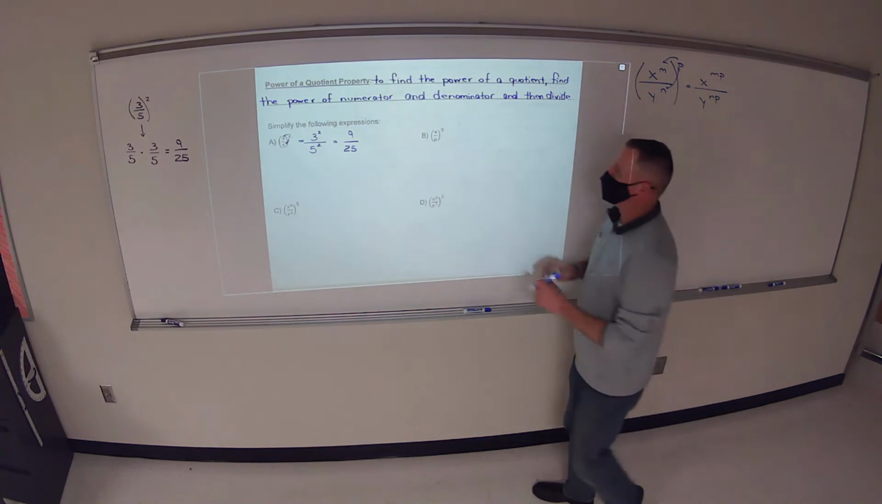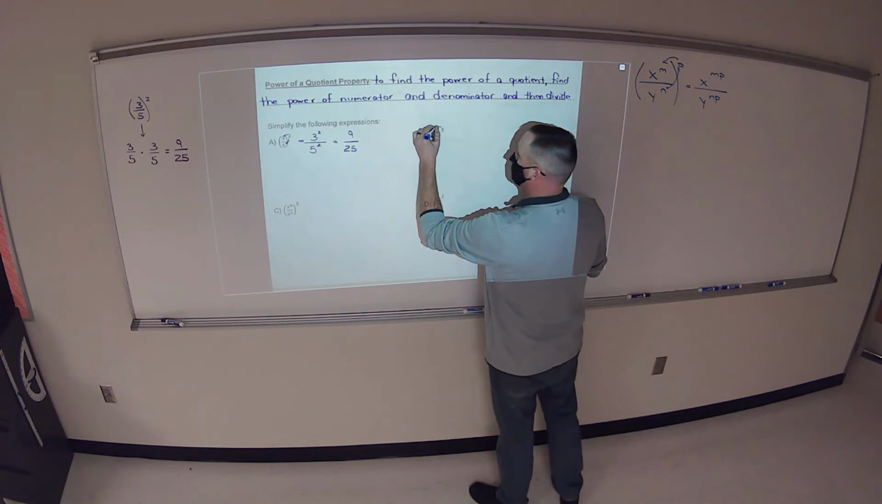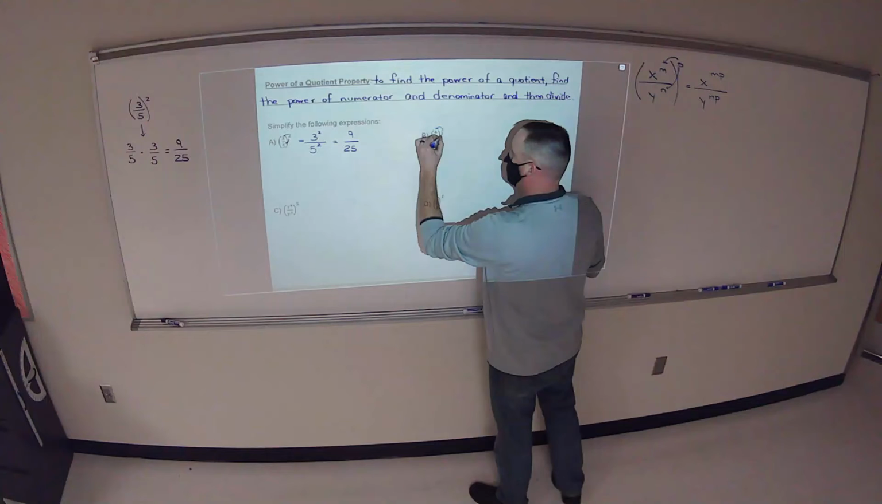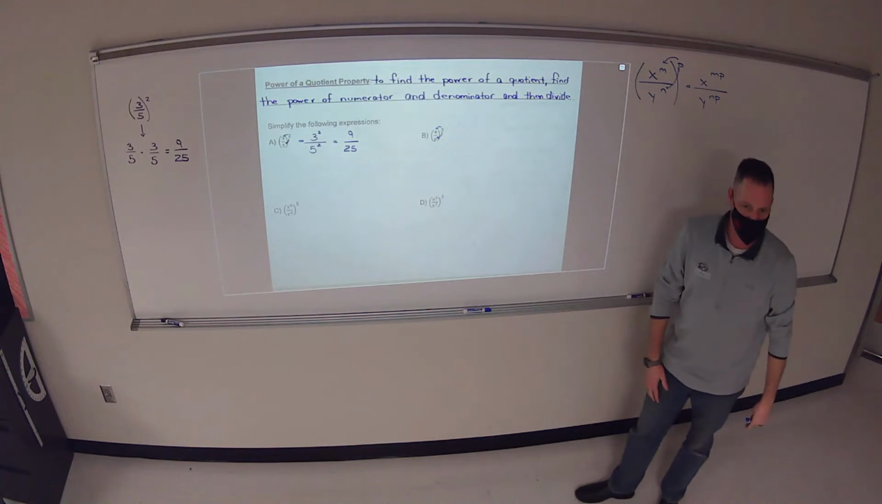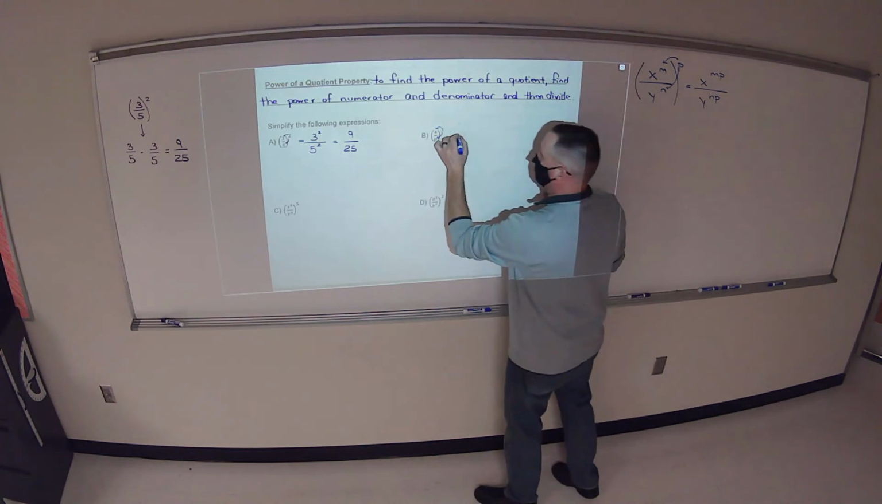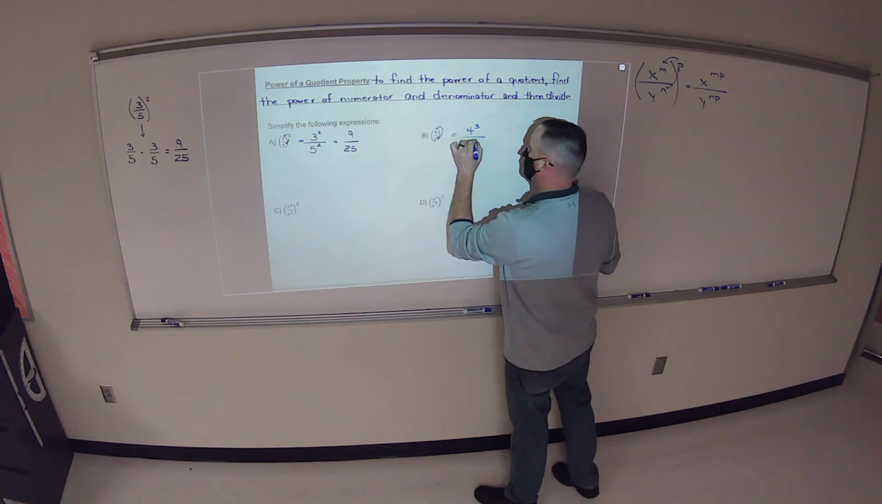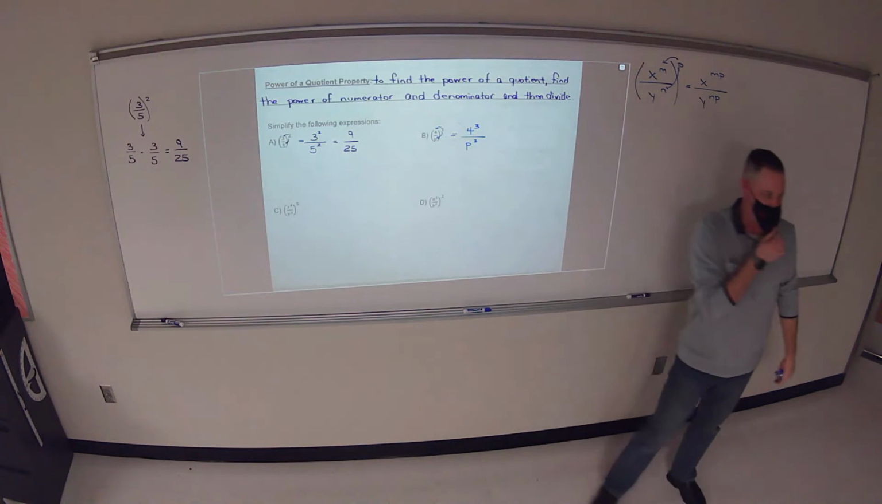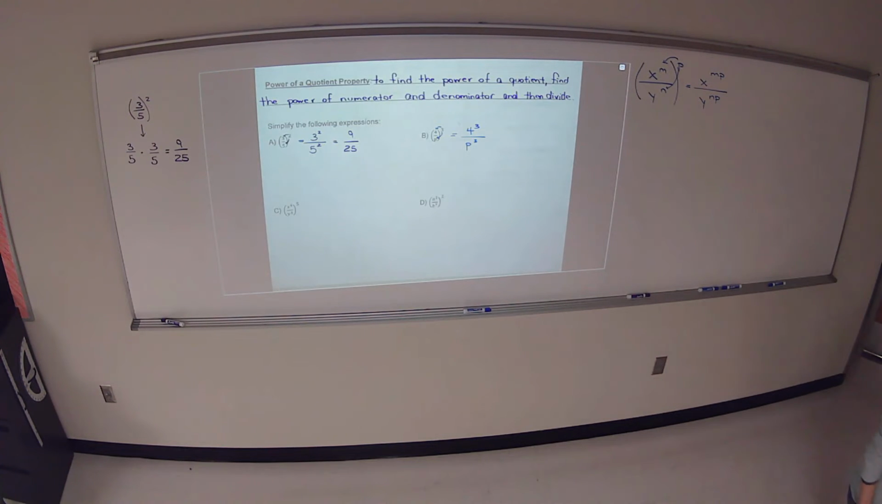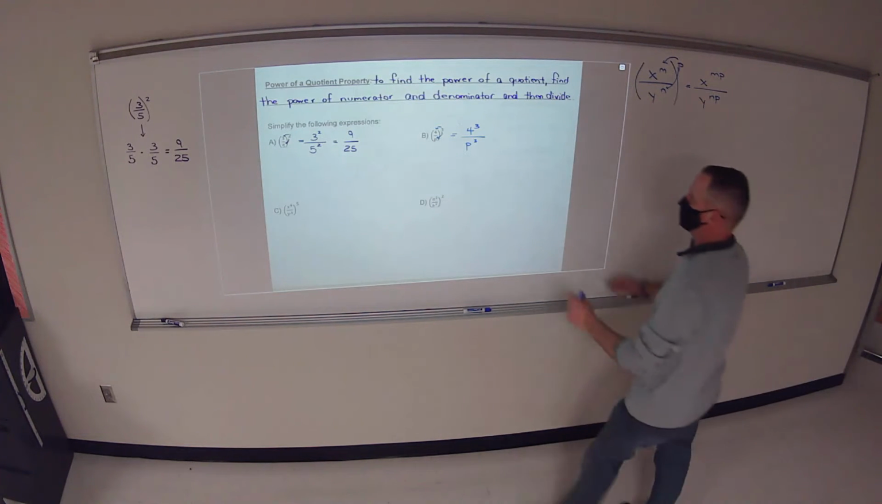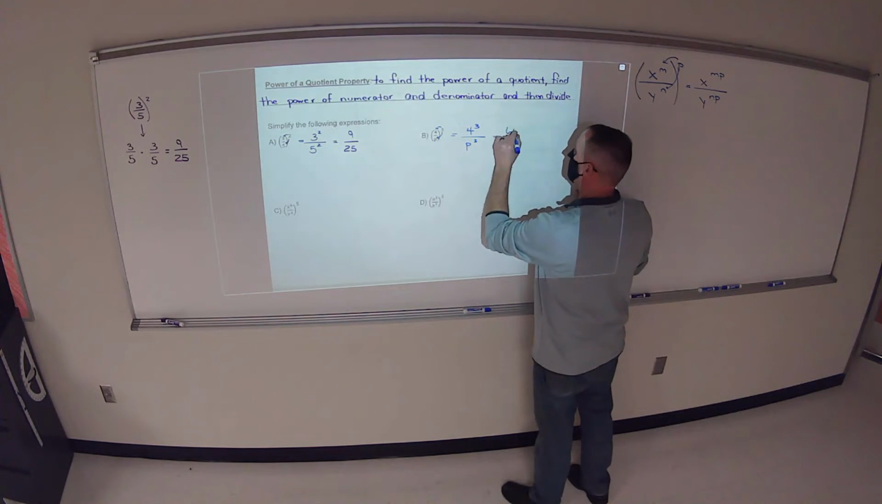Letter B. This cubed gets distributed to the portion that's on the top and the portion that's on the bottom. So on the top, you're going to have a 4 to the 3rd power. And on the bottom, you're going to have a p to the 3rd power. We are going to ask you to evaluate. So what is 4 to the 3rd power? It is equal to 64. And p to the 3rd power stays as p to the 3rd.